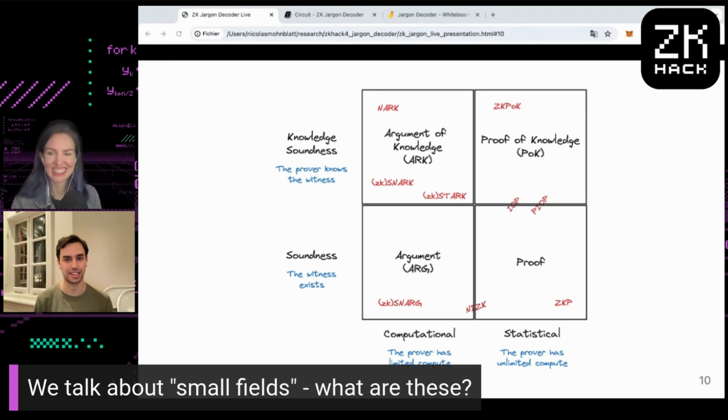And that's actually a super interesting part of the recent advancements in zero knowledge: how do we benefit from both? How can we still use small fields but not lose security?